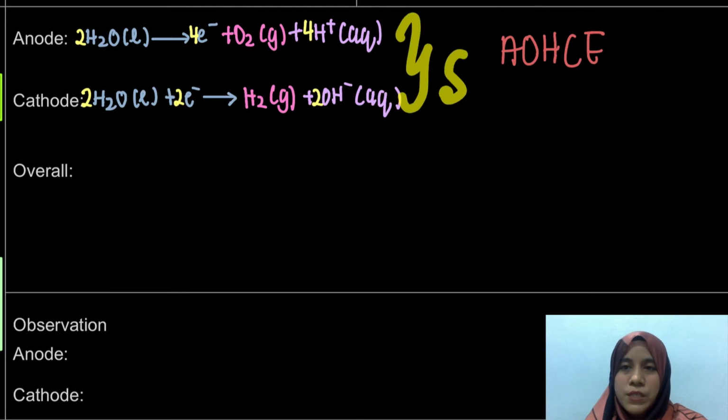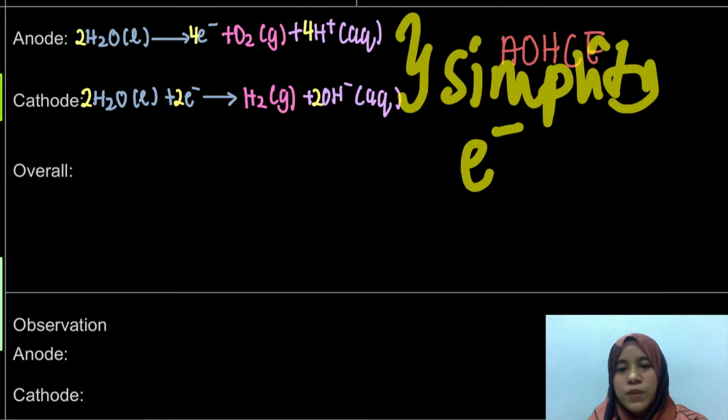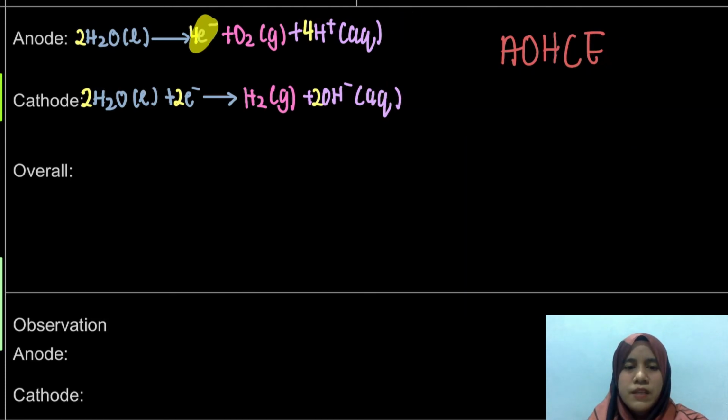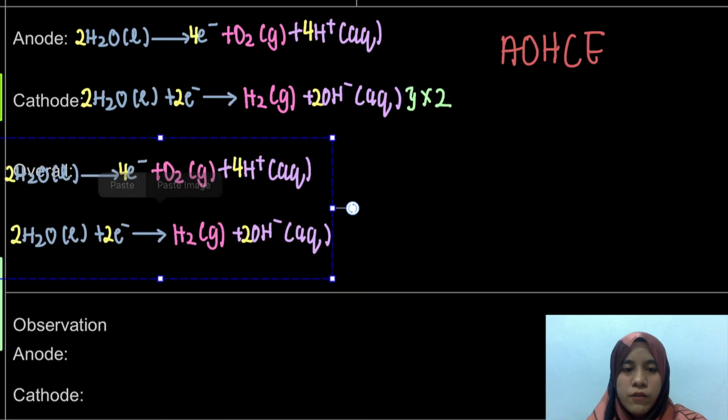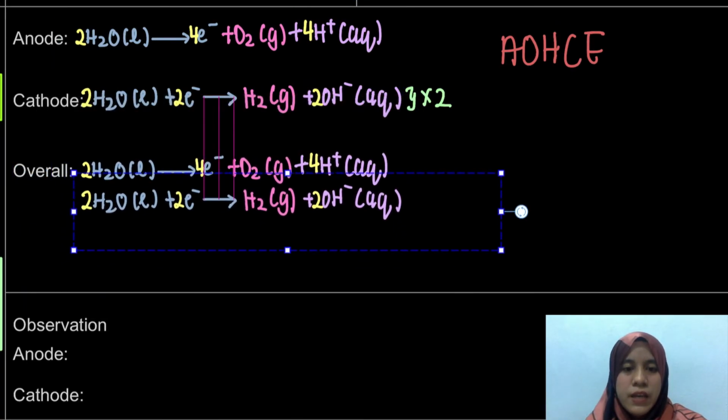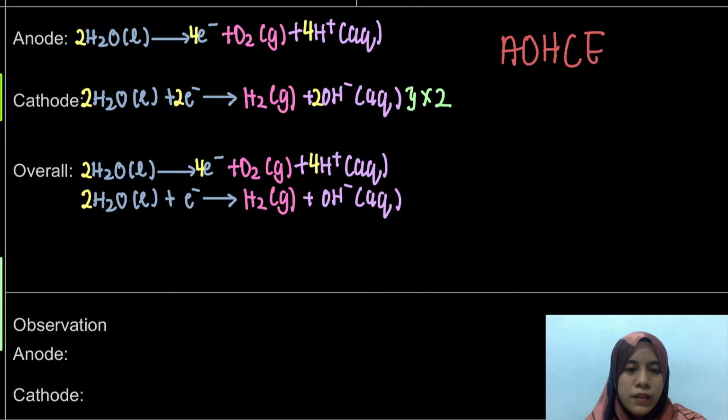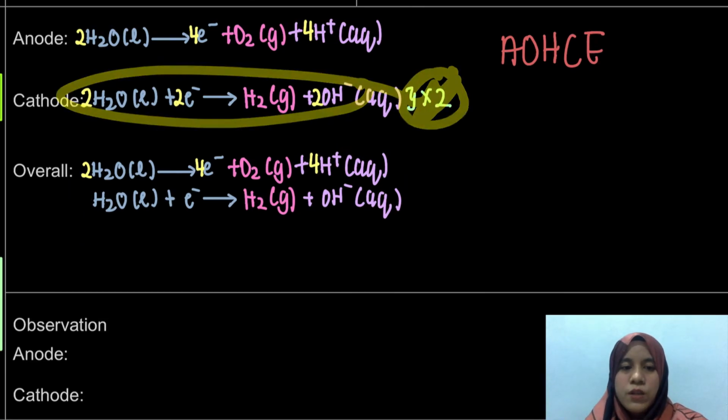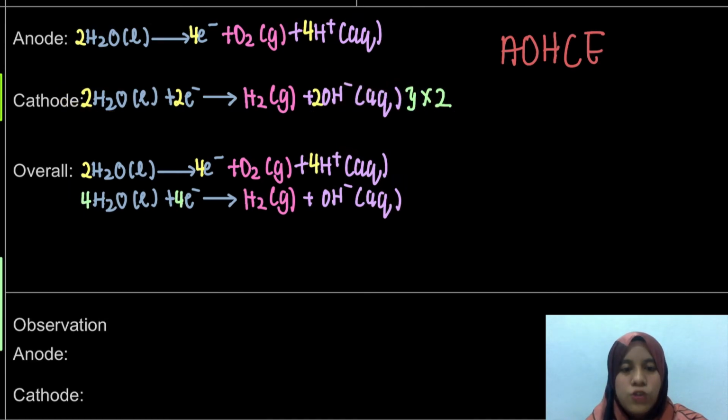Okay, next we have to simplify for the overall equation, where the electrons must be the same. But then the electrons are not the same. What should we do? We have to multiply all of this by 2. So for the overall, I'm just going to copy paste again. This one I haven't multiplied by 2. So make sure: 4H2O, 4 electrons, 2H2 and 4OH minus.